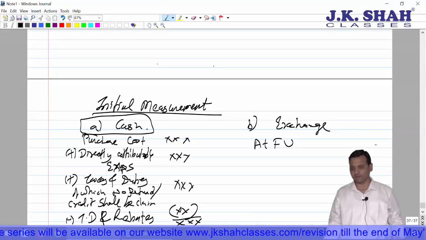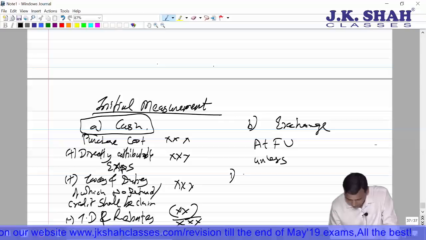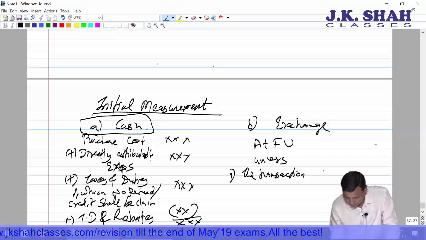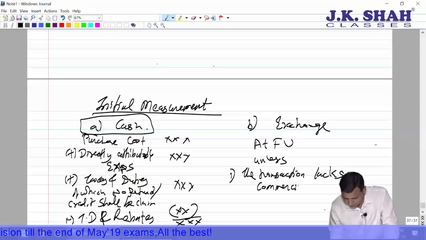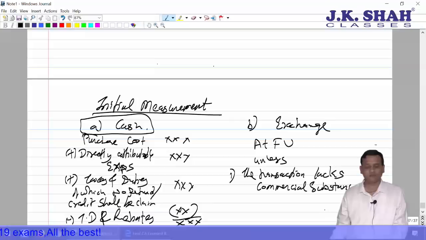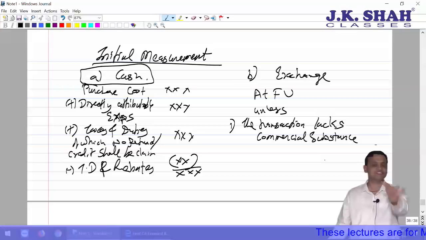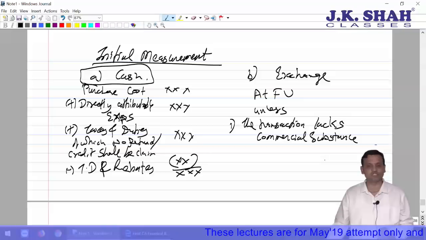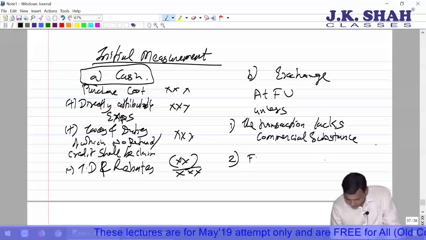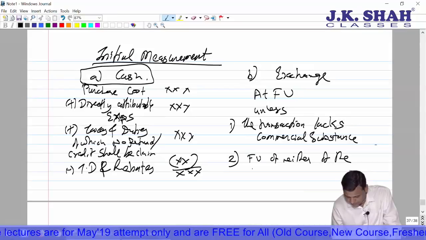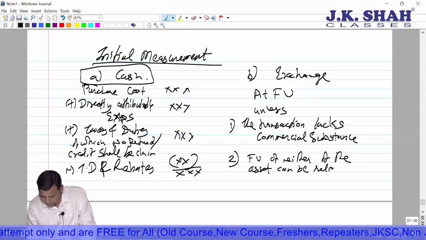At fair value, unless, number one, the transaction lacks commercial substance. What do you mean by commercial substance? Can I say if my cash flows don't change, then it lacks commercial substance. If my cash flow does not change, then it lacks commercial substance. And second, fair value of neither of the assets can be reliably estimated.